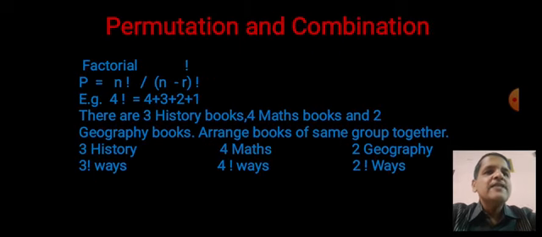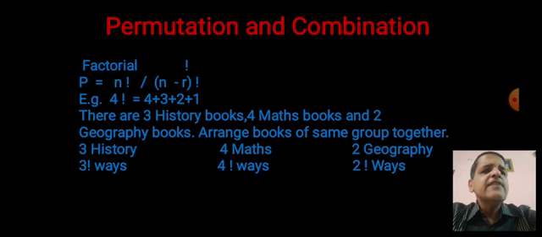Let us go towards the next, that is permutation and combination. Friends, for permutation, factorial is used, like our factorial sign is given in the slide. Then there is a formula for calculation of permutation. What is the formula? Permutation equals n factorial upon, in brackets, n minus r, complete factorial. Like that is the formula.